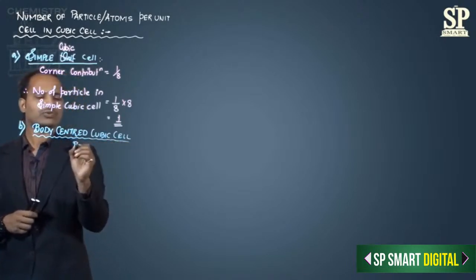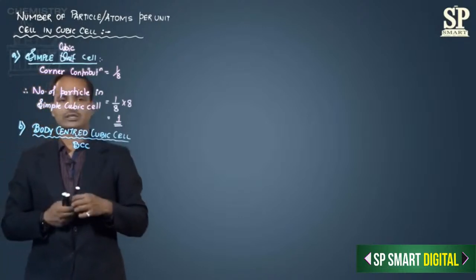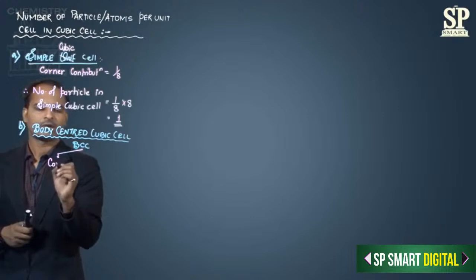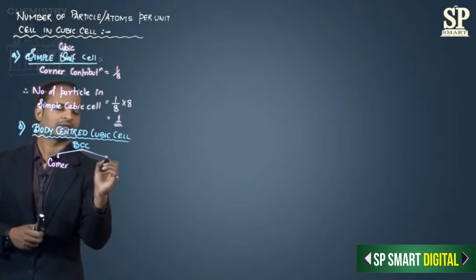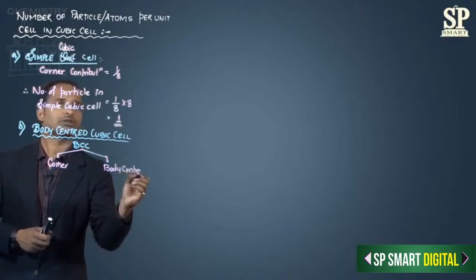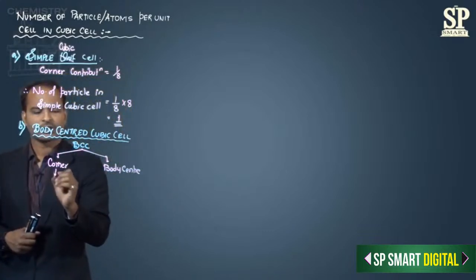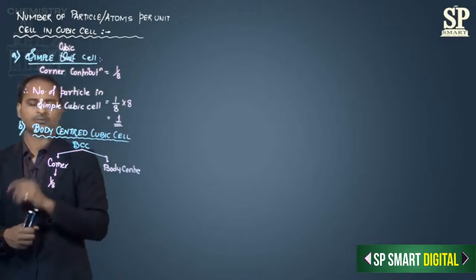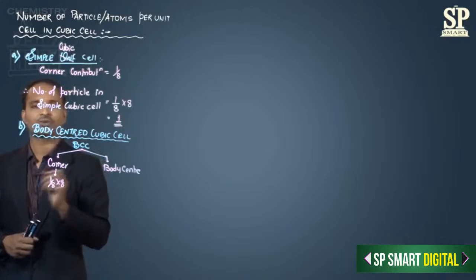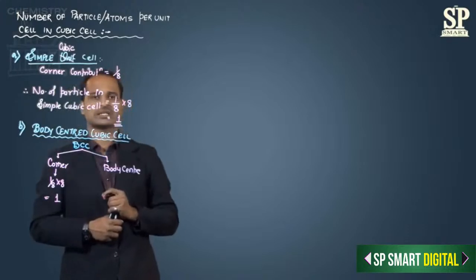Body-centered cubic cell, which is also known as BCC. In a BCC, the particles are present on the corners and at the center of the body, that is, at the body center. From the corners, like a simple cubic cell, we get 1/8 part from every corner, and there are a total of 8 corners. So from the corners we are getting a total of 1 particle in case of BCC.